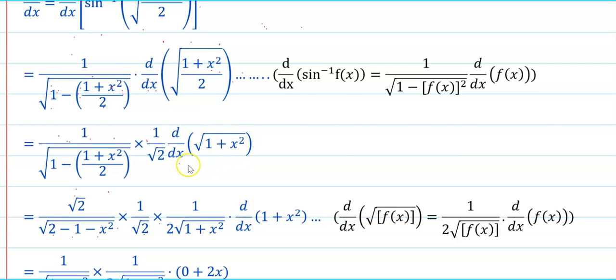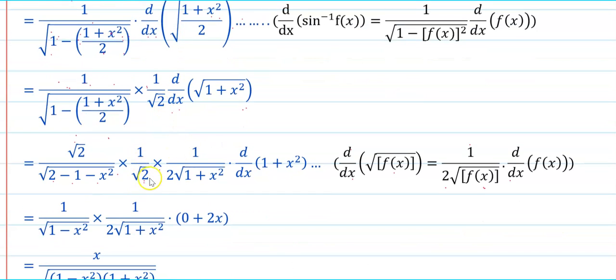Now we want to find out d/dx of root of f(x), which is 1 upon 2 times root of f(x) into d/dx of f(x). Similarly here, this is the 1 by root 2. If you find out the d/dx of root of f(x), it is 1 upon 2 times root of f(x). Similarly here, 1 upon 2 times root of this f(x), into the derivative of this 1 plus x squared. d/dx of f(x) means what? 1 plus x squared. Okay. d/dx of 1 plus x squared: the derivative of 1 is 0 and of x squared is 2x.